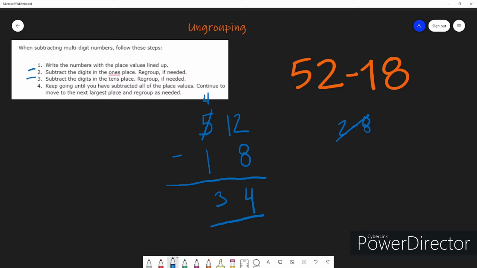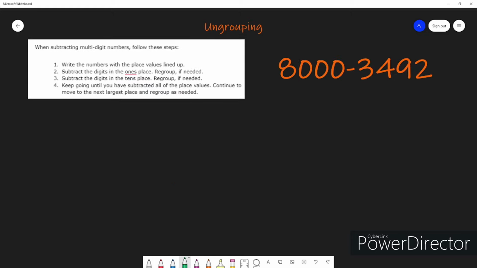And then number 4 says keep going until you have subtracted all of the place values. Continue to move to the next largest place and regroup as needed. Which now, on our next equation, we're going to be able to utilize number 4. Our second question we're going to cover is now getting into the thousands place value.